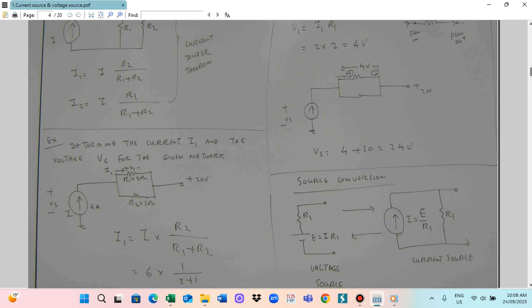So this is the resistor here. This one is the flow in, and this one is the flow out. Flow in is positive and flow out is negative. Because of this, if you want to find the supply voltage Vs, you add the voltages: 4 plus 20, and you get 24 volt.